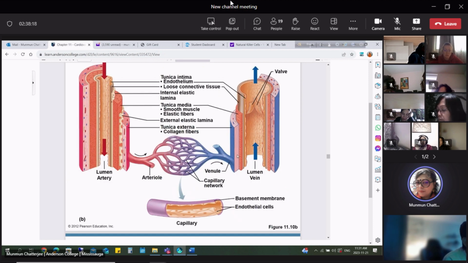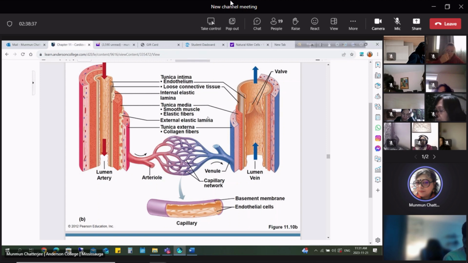What is this one called? Tunica media. The tunica media is thinner here. The lumen is bigger here, and this has the valve. Arteries don't have valves, but veins have valves so that they prevent the backflow of the blood, so that the blood can be forced forward and go.